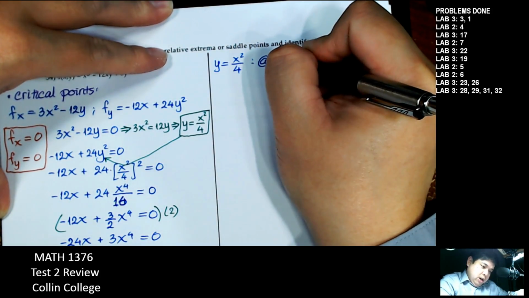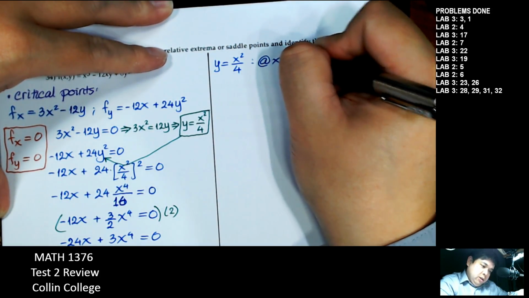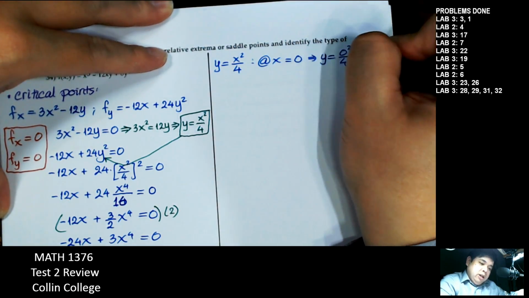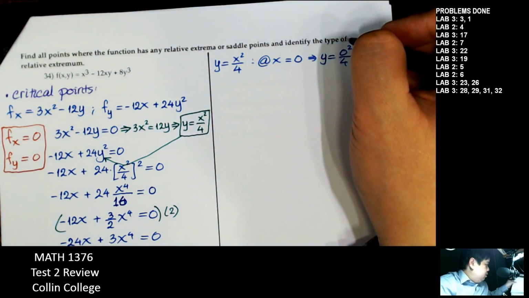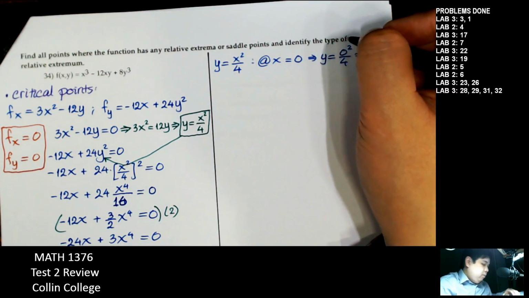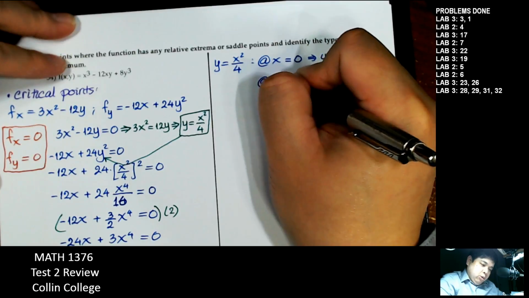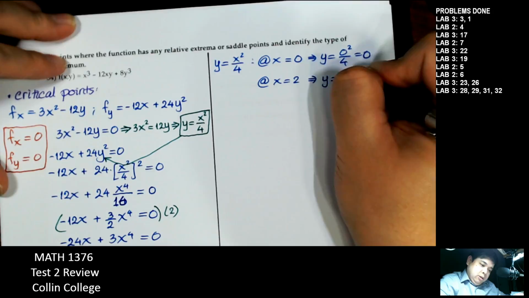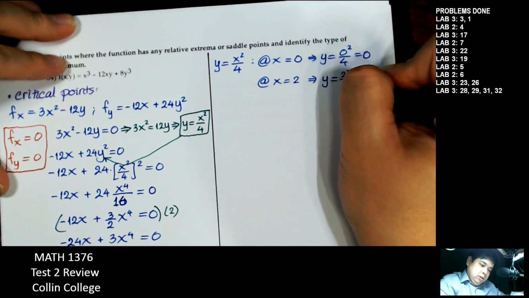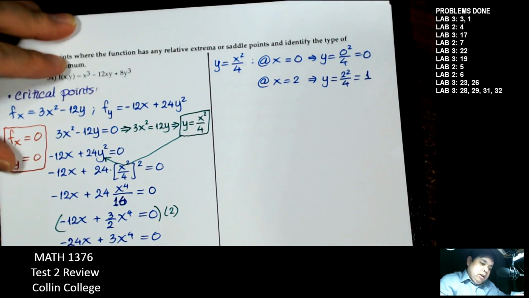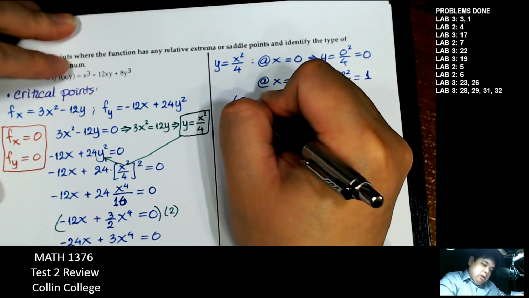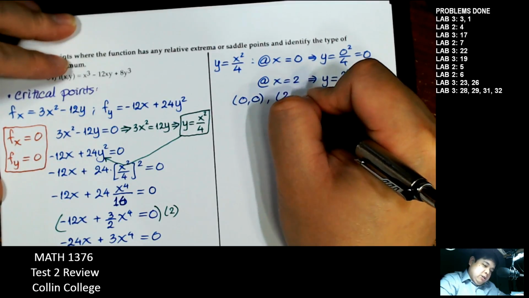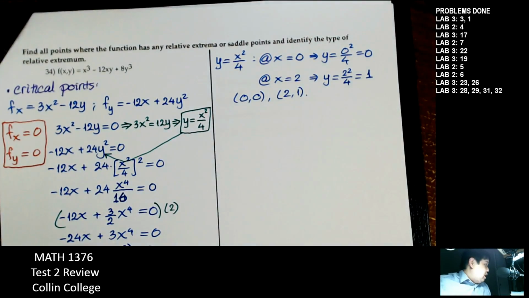When x equal to 0, y is 0 squared over 4, which is 0 as well. And at x equal to 2, that is 1. So we have 2 points, (0, 0) and (2, 1). So that's the first step.